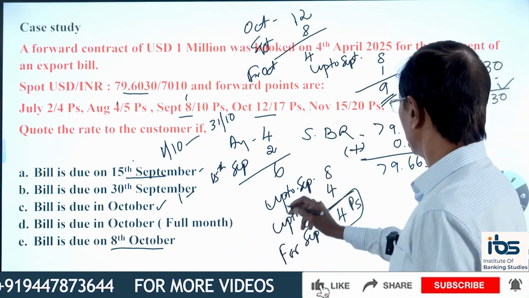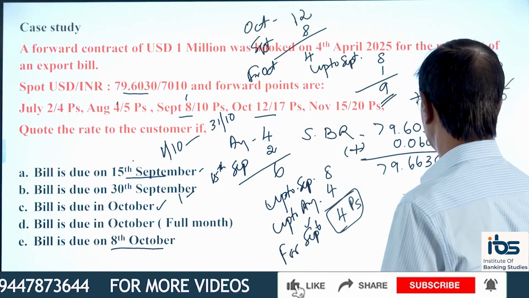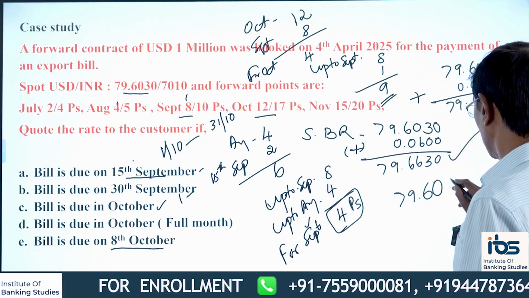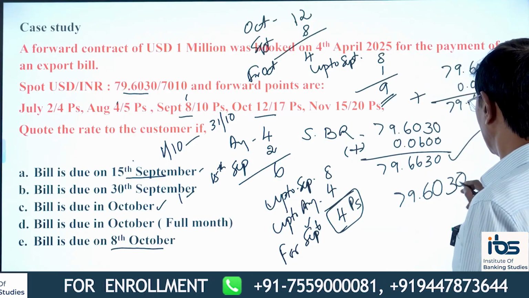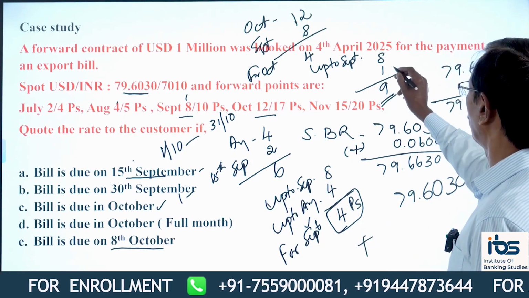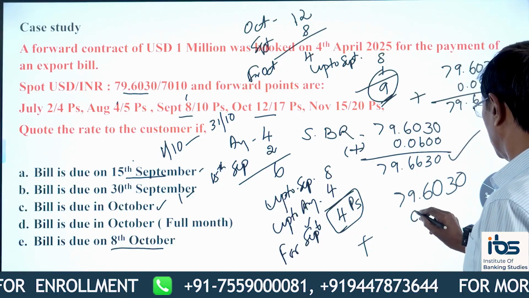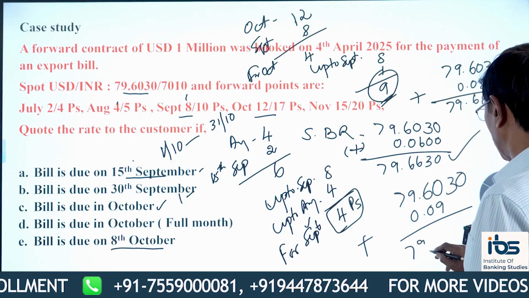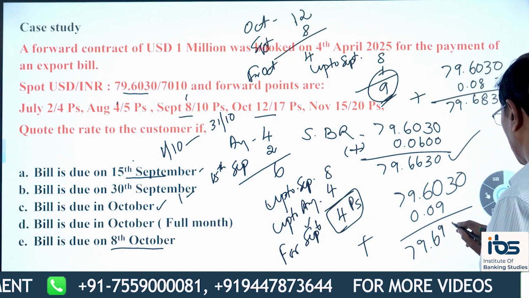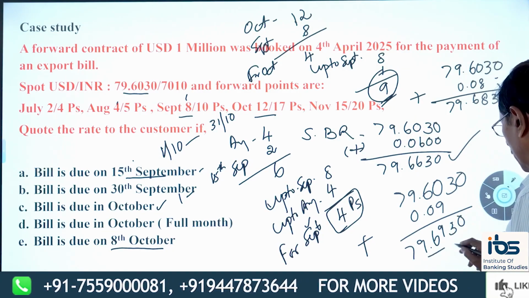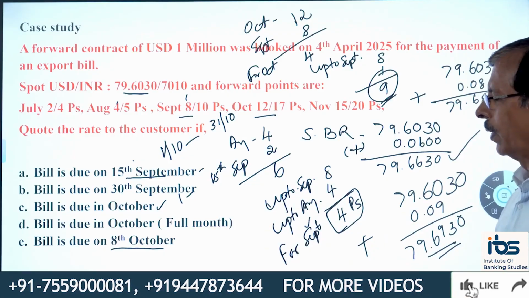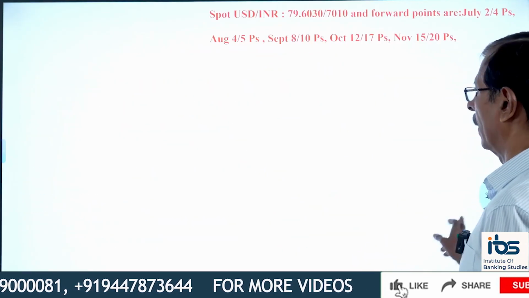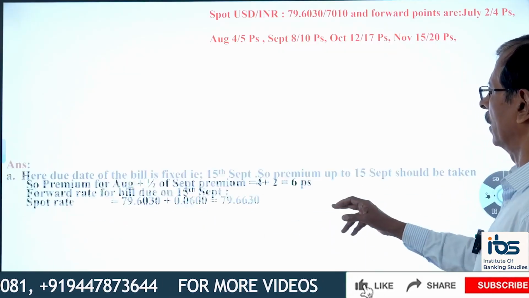So the rate will be, take the spot rate. Spot rate is 79.6030, and this plus the forward points 9, 0.09, you will get 79.6930. This is the rate for the bill due on 8th October. I have done this for you.